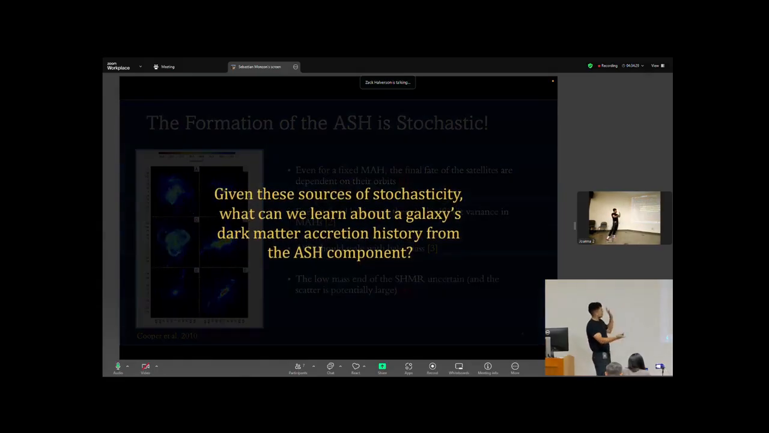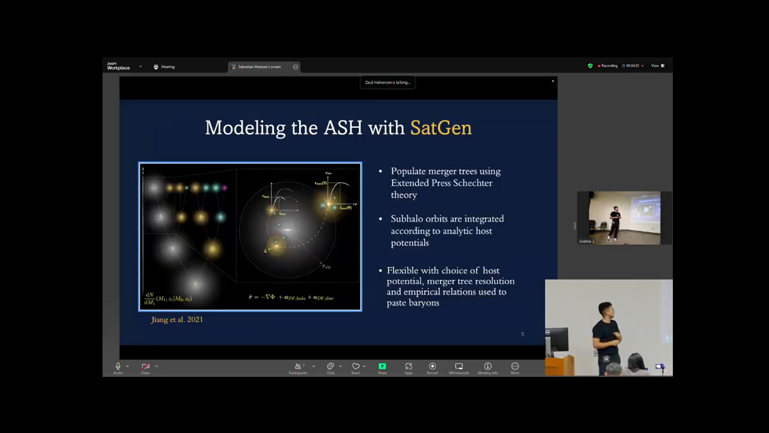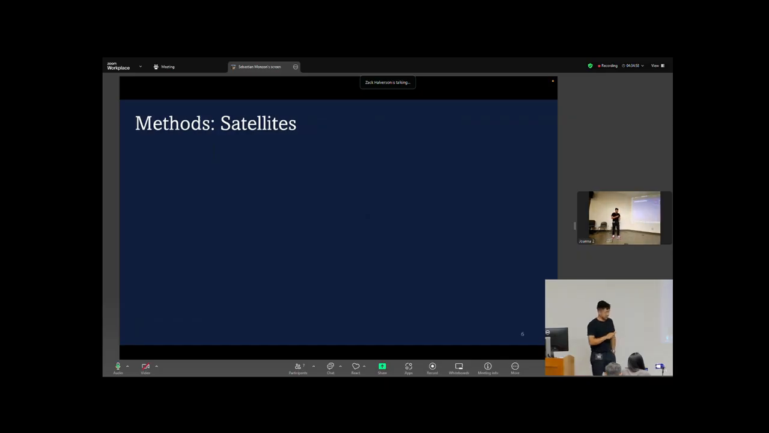Okay, so given all these sources of stochasticity, what can we learn about a galaxy's dark matter accretion history from this accreted stellar halo component? I'm doing this work with SatGen, and I'm not going to spend any time talking about it because we already had Fangzhu and Jay Schwan give, I think, a little bit of introduction. The point is that SatGen is a fast, flexible model that's perfect for exploring parameter space and getting a good handle on halo-to-halo variance because it's built on extended Press-Schechter theory. So let's just dive right into the methods.